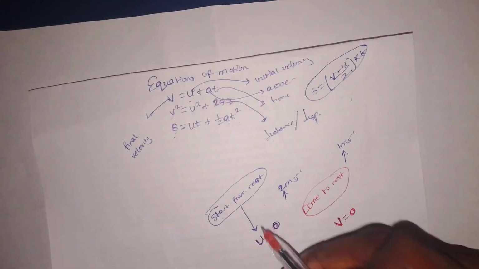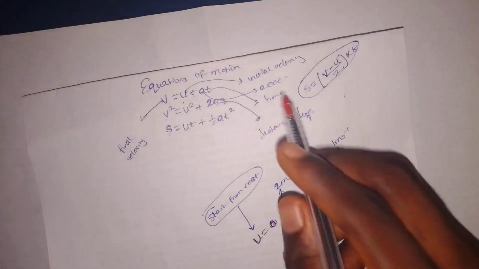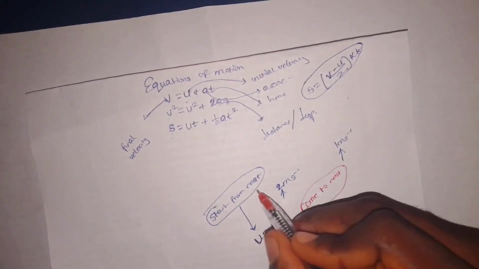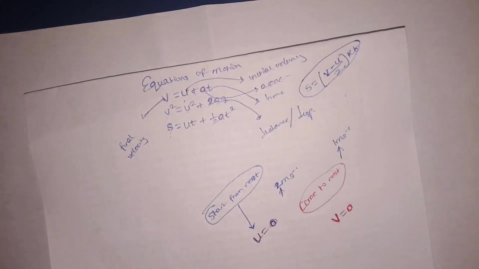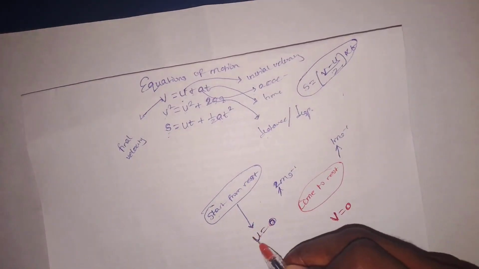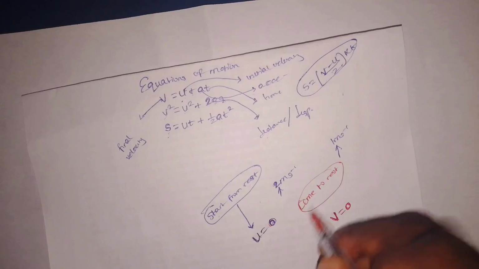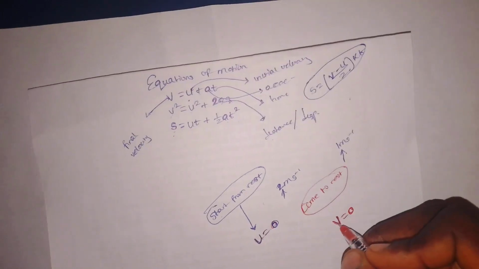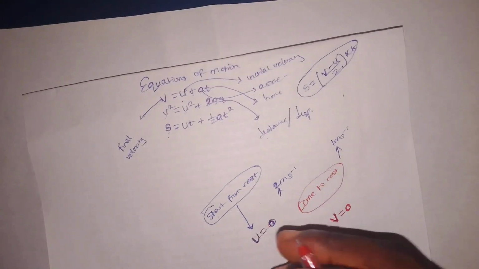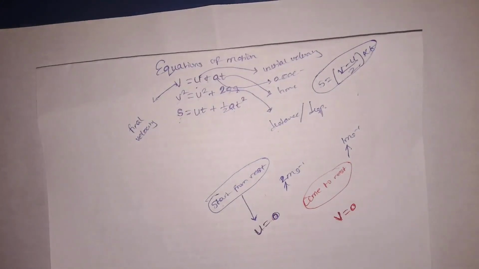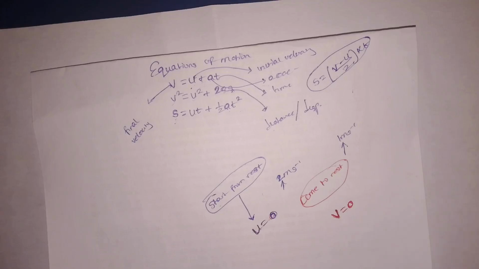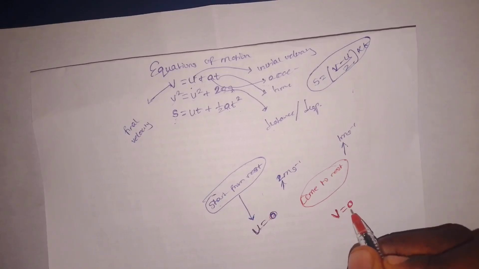When they say start from rest, know that they are talking about the initial velocity to be 0. Rest means the body is not moving at all. Therefore, the initial velocity is 0. When they say come to rest, it's talking about the final velocity, meaning the car was first moving, then finally comes to rest. So it stopped moving. Therefore, the final velocity will be 0.